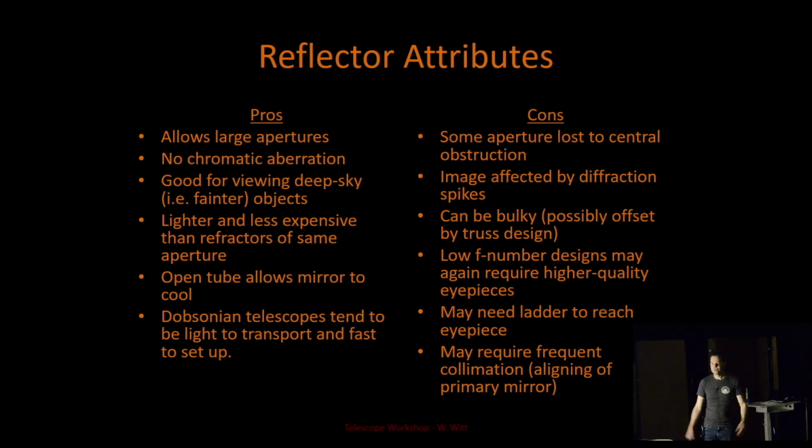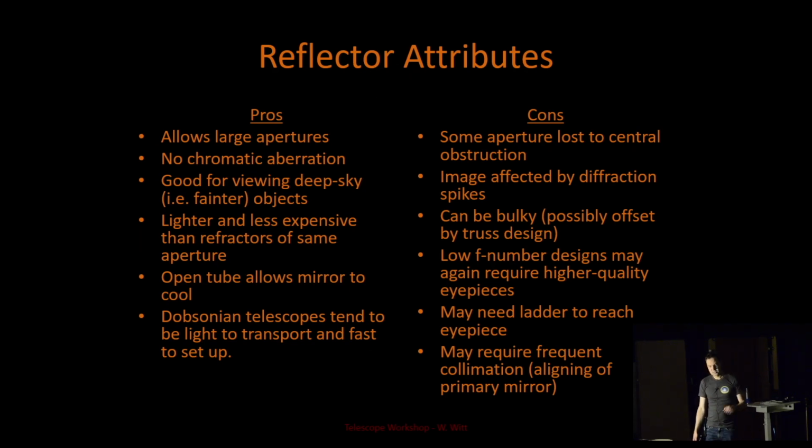The open tube, so if you get rid of the tube and you just have that truss, allows the mirror to reach ambient temperature, which is important for getting rid of optical aberrations. The refractor is always in a tube, and so it may take a little longer. The Dobs are light and tend to transport fast, and they're easy to set up. Cons, of course, you have that central obstruction, so you're losing some percentage. We said about 10% of light from your total aperture, but you get bigger aperture anyway, so yeah, pros and cons.